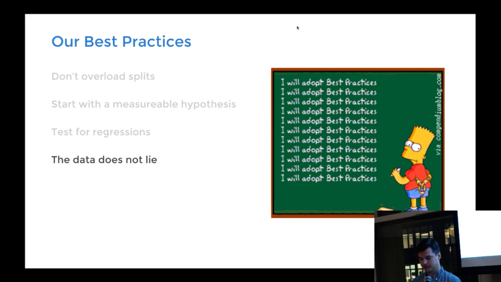The data does not lie. So you just worked for 3-6 months on your new feature, you roll it out, and the adoption is really poor. The users don't like it. It's turning people away. It can be really easy to start grasping at straws in the data, looking for any reason to keep it out there. Just don't do that. Easier said than done.